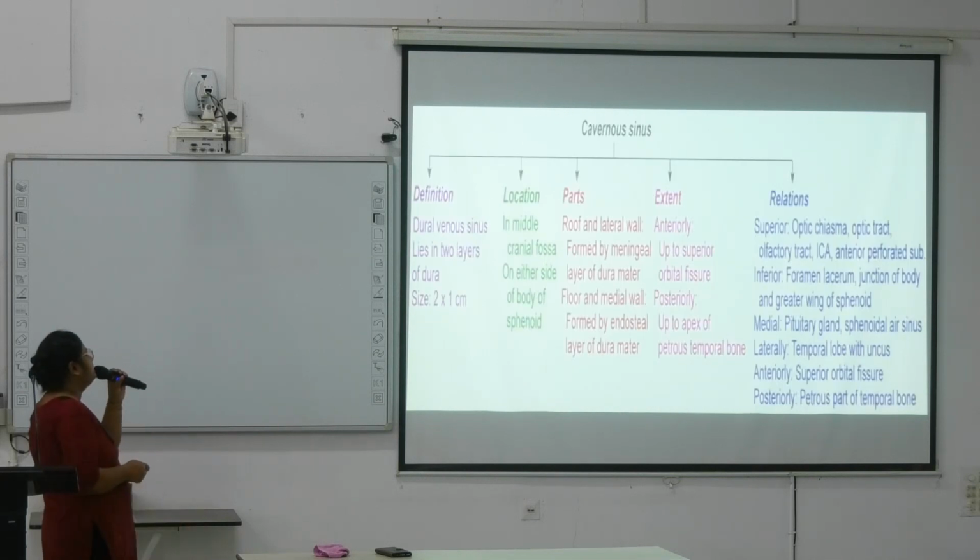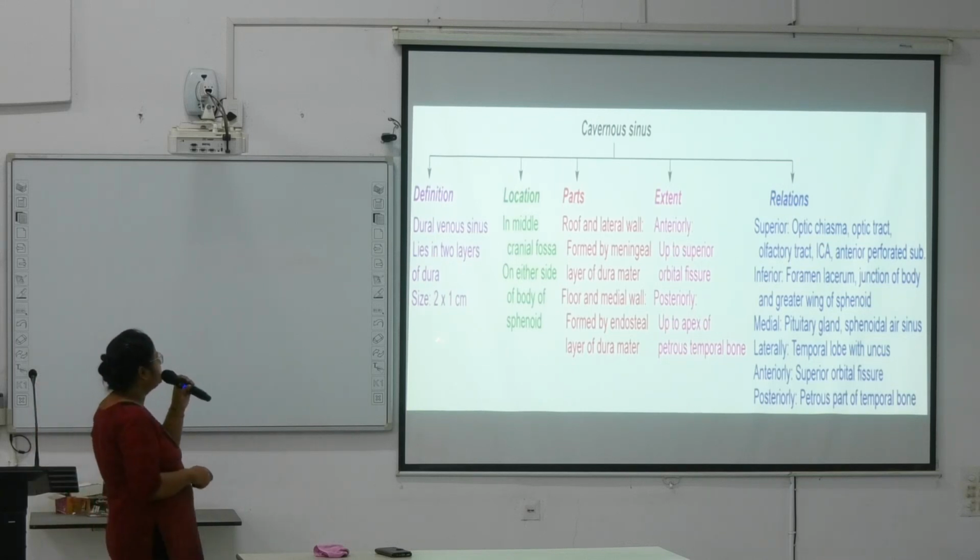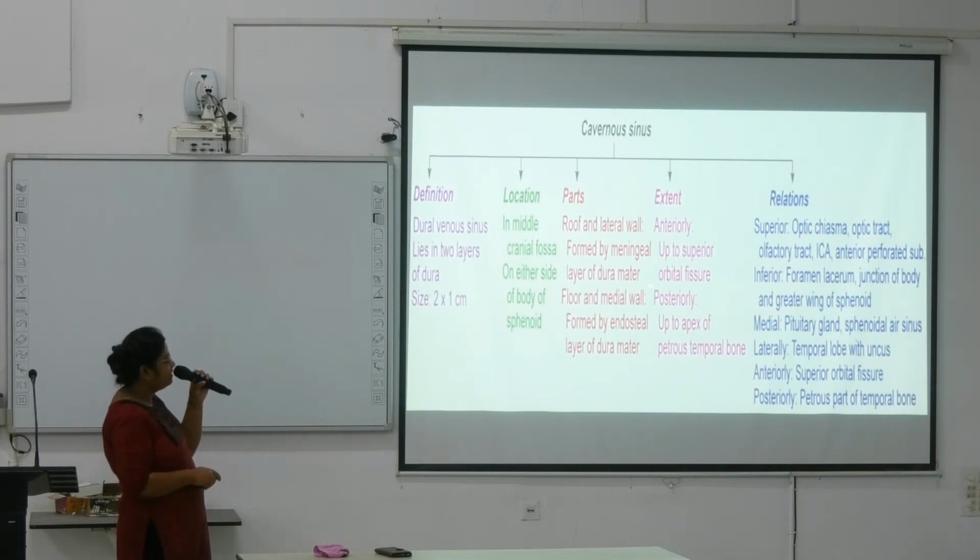So the cavernous sinus is a dural sinus lying between 2 layers of dura mater. Size is 2 cm and 1 cm. Location: on either side of the body of the sphenoid. Parts: roof and lateral wall formed by the meningeal layer of dura mater; floor and medial wall formed by the endosteal layer of dura mater. Extends anteriorly up to the superior orbital fissure, posteriorly up to the apex of the petrous temporal. Relations you have seen in the previous picture. Okay. Next.